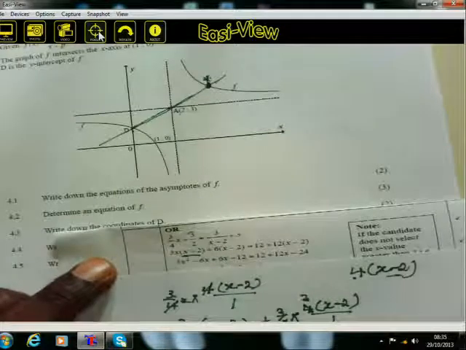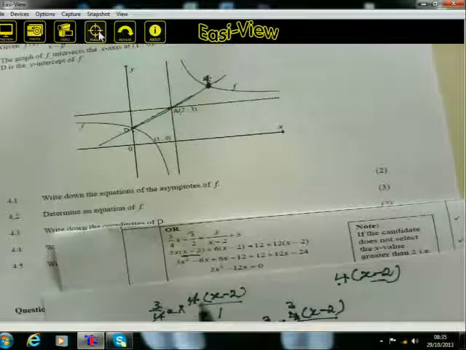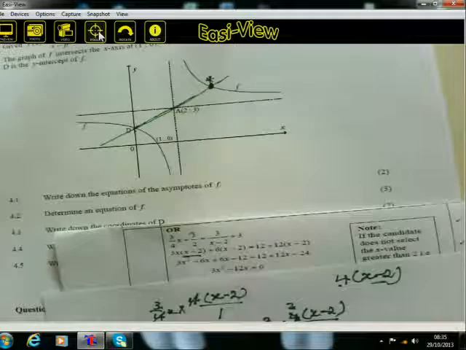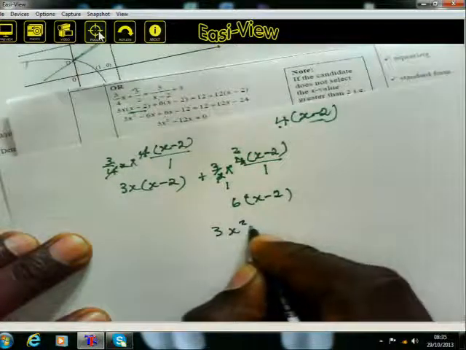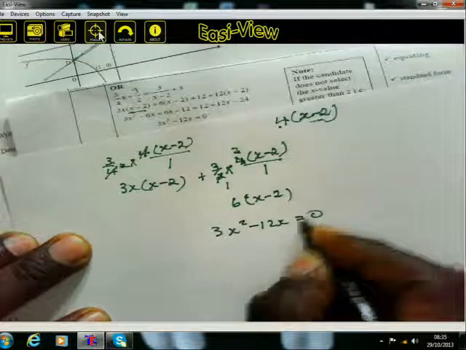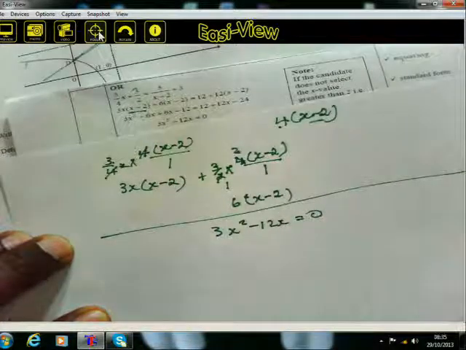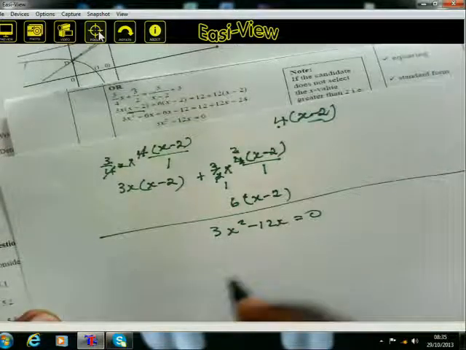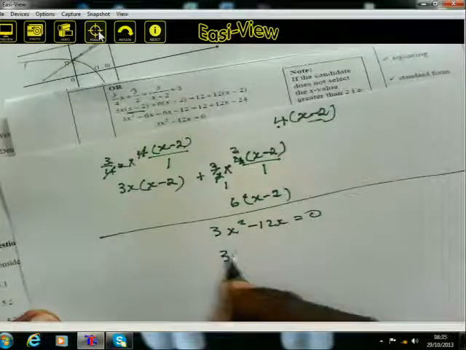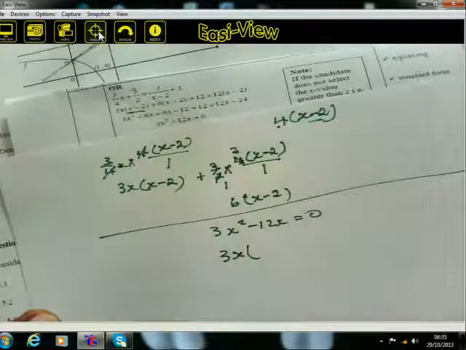And then we take the like terms together until at this stage, we have to factorize. Guys, we have the equation 3x squared minus 12x equals 0. When we have to factorize, what is the first method of factorizing? Taking out the common factor. In this case, 3x is the common factor.